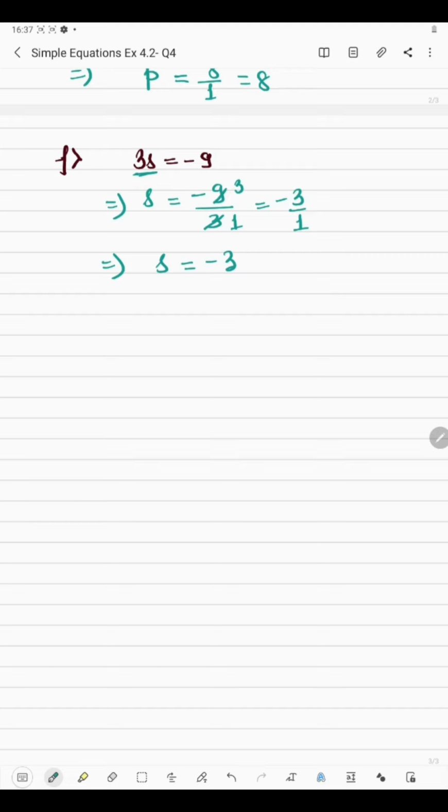Okay. Now coming to the g part. In the g part we have 3s plus 12 is equal to 0. Now as you know, at first we will have to remove the constant which is there with the variable. So at first we will have to remove plus 12 or minus 12, whatever is there. So 3s will remain the same and plus 12 will be minus 12 after coming to the right hand side.